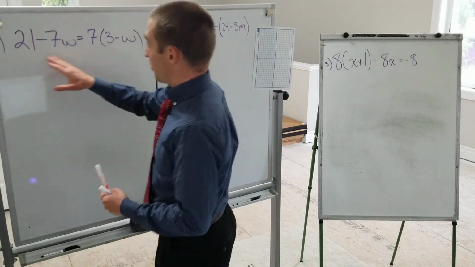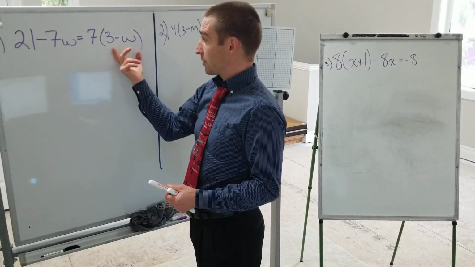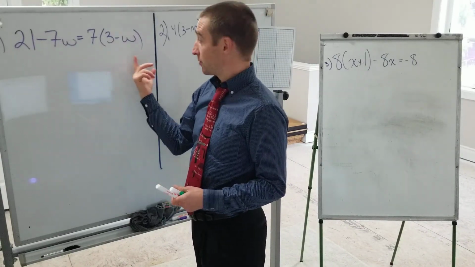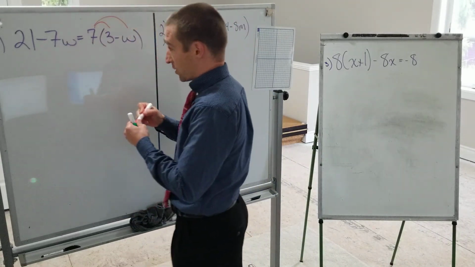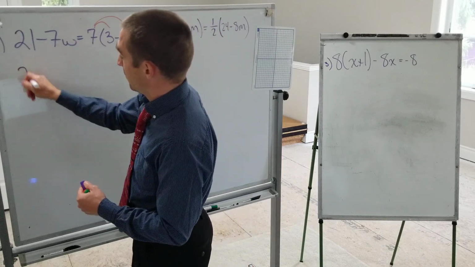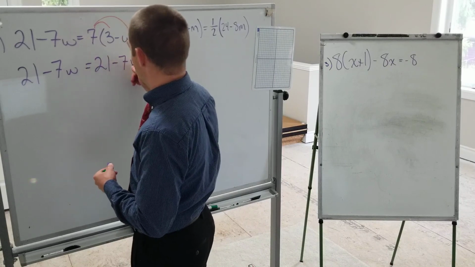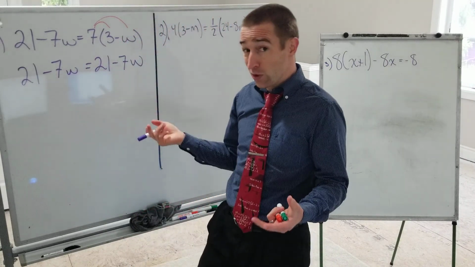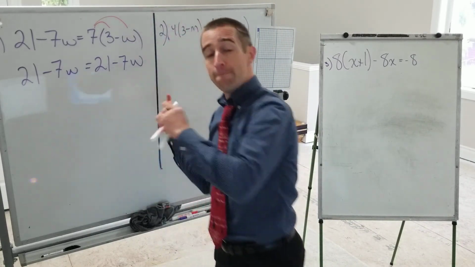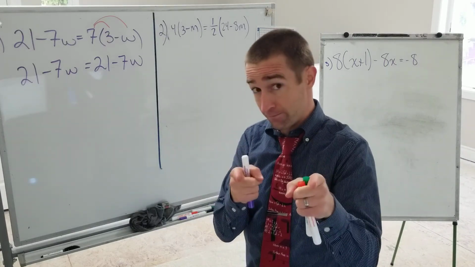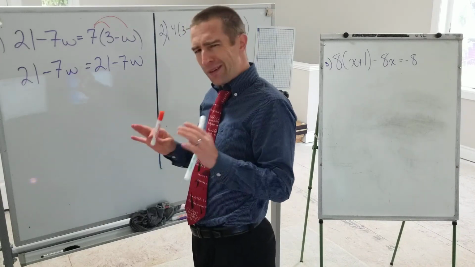So for problem 1, this is simplified as far as I can go. Here we have 7 times 3 minus w. So what we're going to do is distribute the 7. We're going to simplify the right side of the equation. So now I have 21 minus 7w equals 21 minus 7w. And we're like, hey, yeah, that's true, right? These are exactly the same. So you could just jump to saying infinitely many solutions, right?